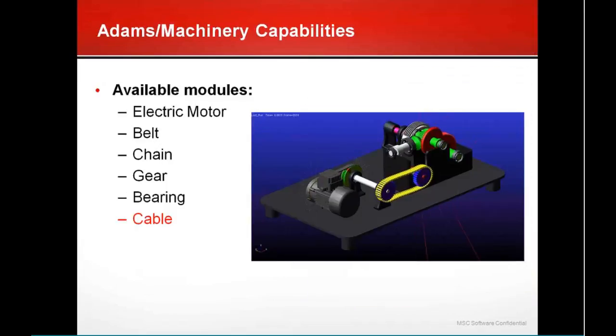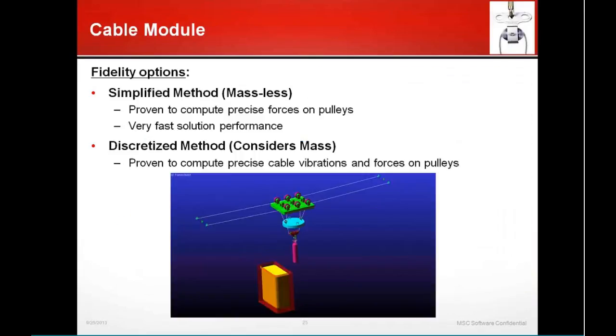Lastly, I'll talk about the cable module here in Adams Machinery. The cable module, again, similar to the belt and chain modules, has some simplified methods and some discretized methods, more similar to what I described in the belt method. In fact, we've got a massless method where the mass and inertias of the cable are neglected, and it's just a force-based representation of those cables.